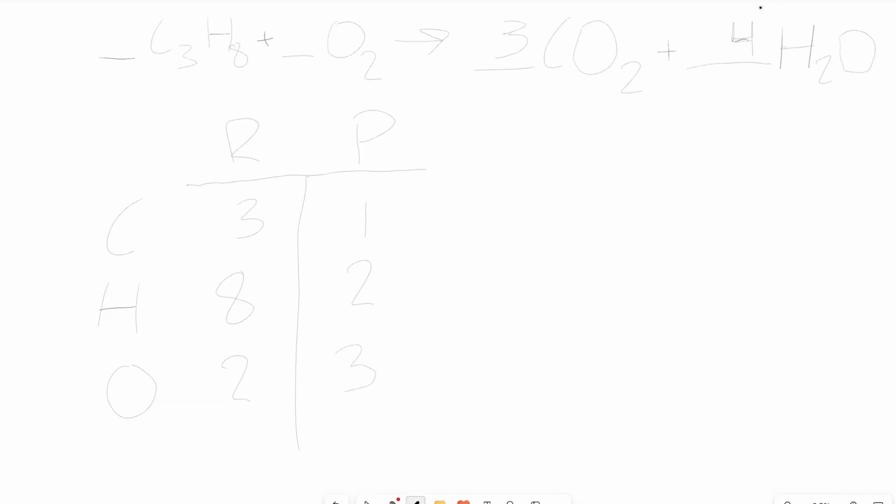Looking at it from the CO2, we have 6 oxygen atoms. And from our water, we have just 4. So in total, we have 10 oxygen atoms. Or in this case, it would just be 5 O2 molecules. So yeah, this one again is called a combustion reaction.